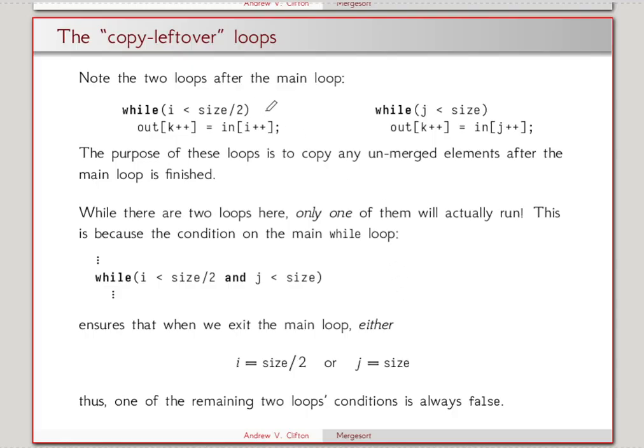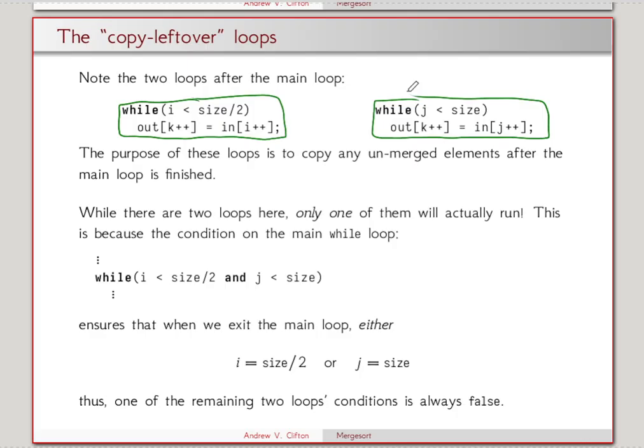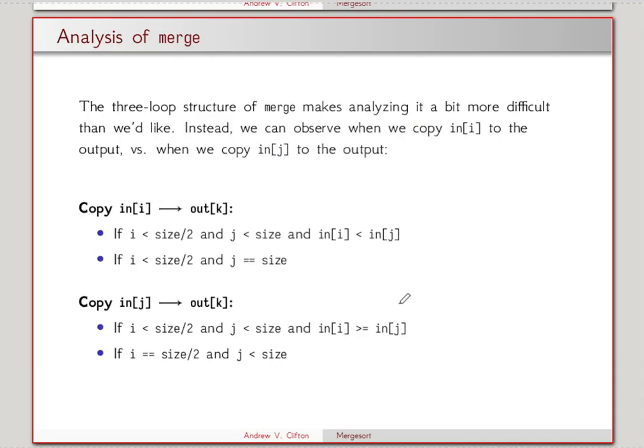This is just mentioning what I was saying, right, that of those two loops at the end here, only one of them ever actually runs. It's not possible for us to end the main loop with both i less than size over 2 and j less than size. So when we exit the main loop, we either have i equal to size over 2 or j equal to size. So one of those two loop conditions is always going to be false when we get there.